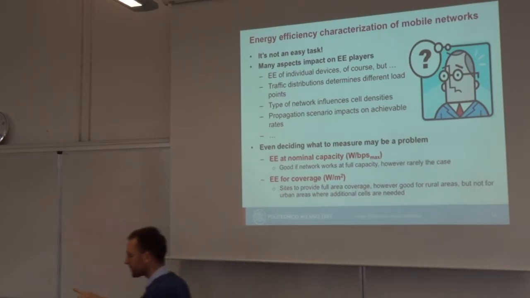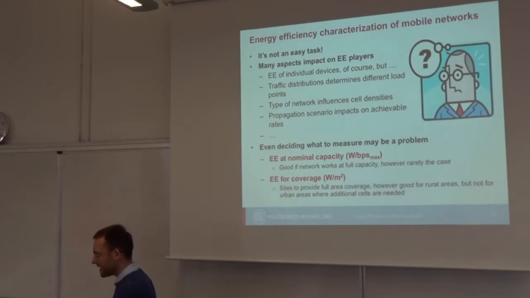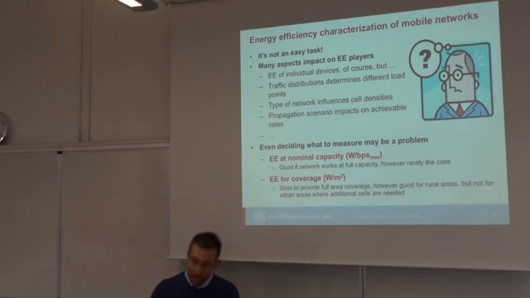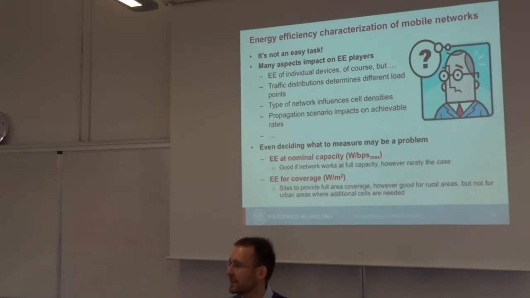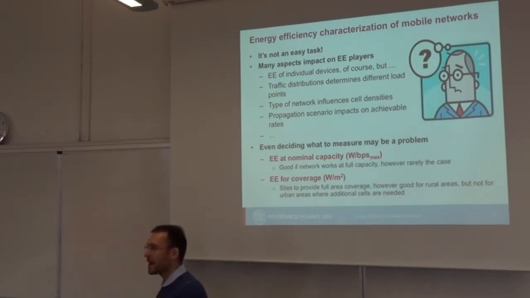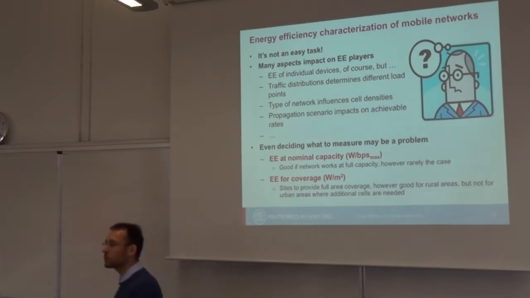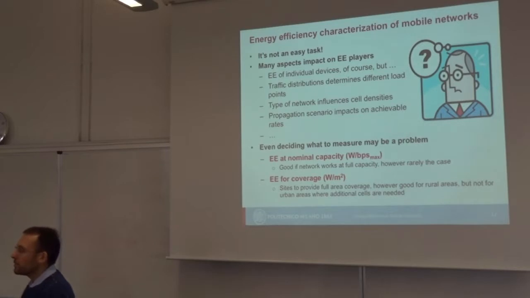The other point is that when you deploy a network and you have to dimension the capacity of the network, the capacity you provide is much higher than the traffic that you can see. Because what the operators do is over-provision the network in order to react to unexpected traffic peaks or to be future-proof, for when the traffic is increasing.